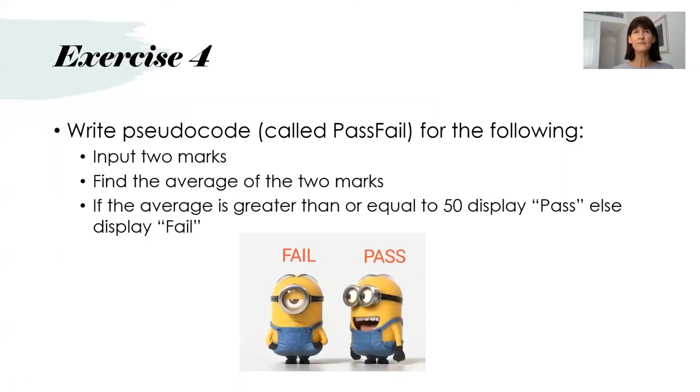Here's another exercise for you to practice on. Write pseudocode called pass fail for the following. Input 2 marks, find the average of the 2 marks. If the average is greater than or equal to 50, display pass, else display fail. I'm going to take you to the solution. Please pause here and write out your solution for this exercise.